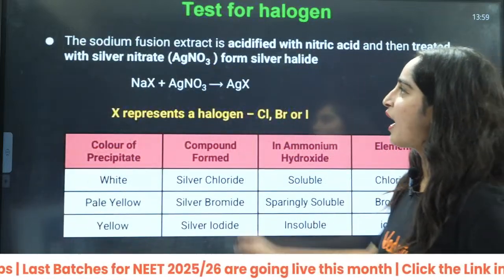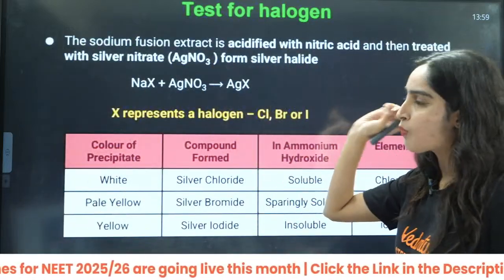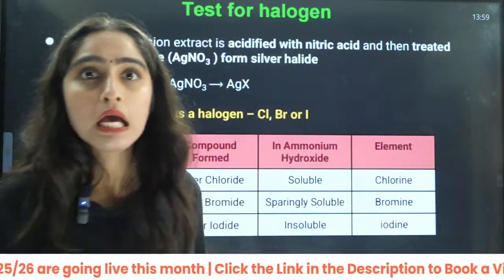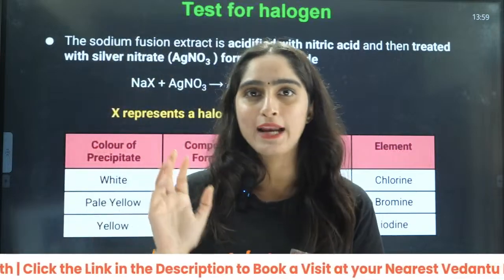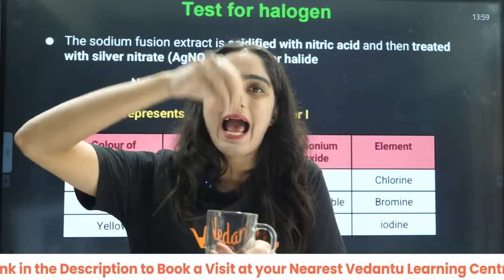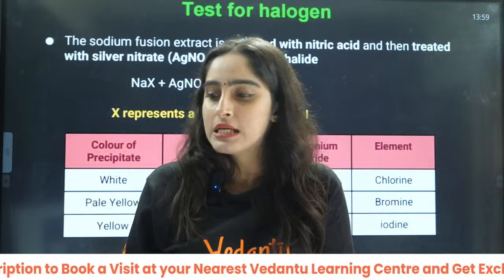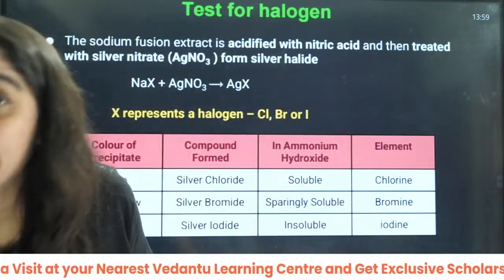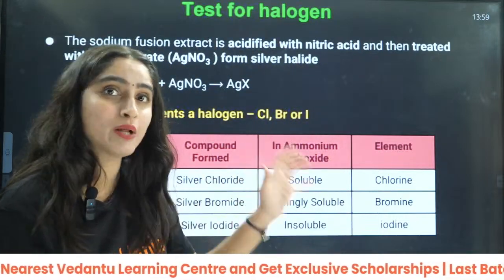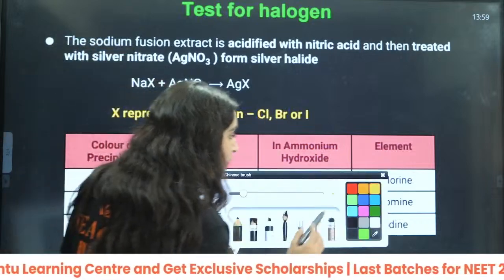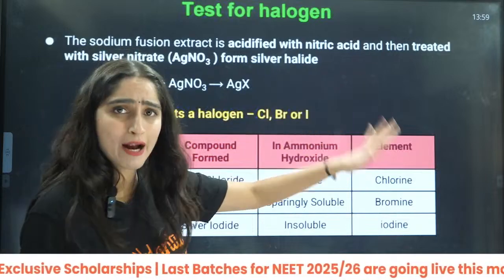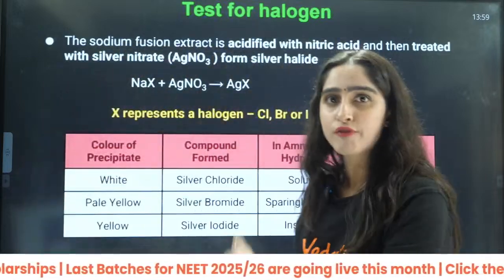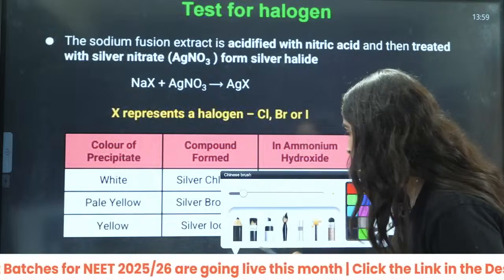So now beta, you have the sodium fusion extract. Now what we are doing, we are reacting this with AgNO3. For halogen, you put acidified AgNO3. With silver nitrate solution, what will happen? You will have different precipitates. I know the halogen can be chlorine, bromine or iodine.